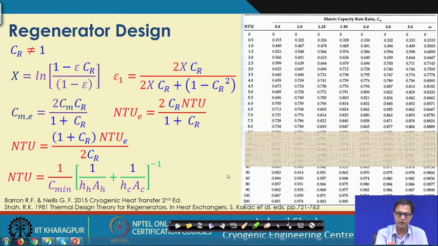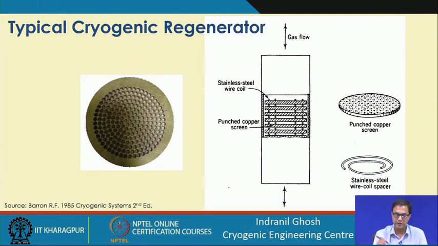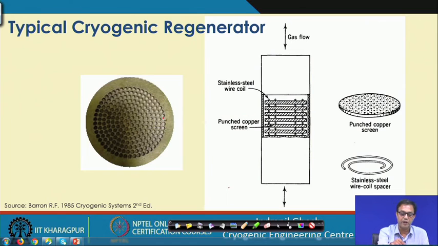Now we will go to the next slide, and this is a typical cryogenic regenerator, where we find alternative layers of perforated plates and stainless steel spacers. The spacers are given to arrest or reduce the axial conduction of heat coming from the top to the bottom. So, this is a typical look of a cryogenic regenerator. This has been taken from Barron's book of cryogenic systems.